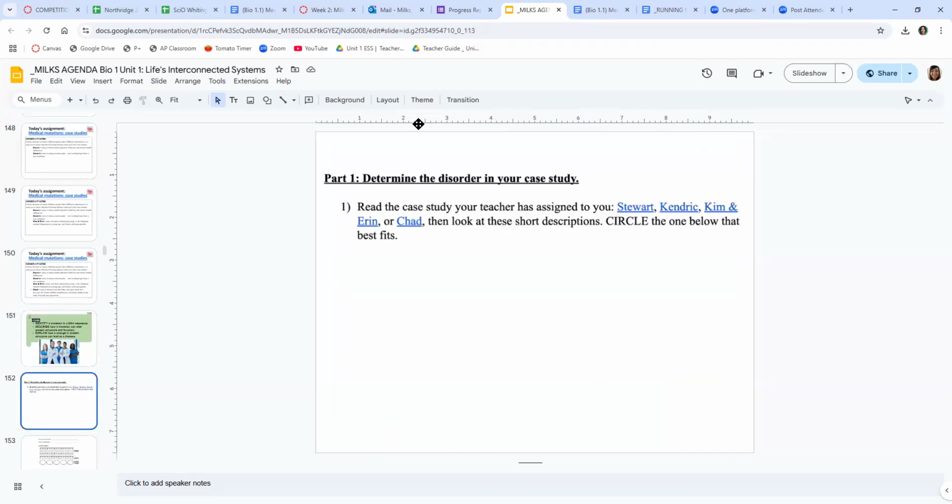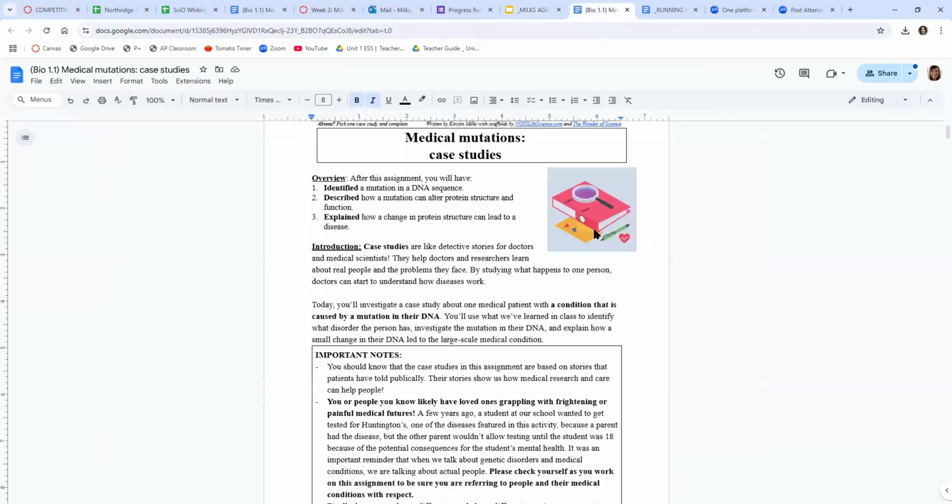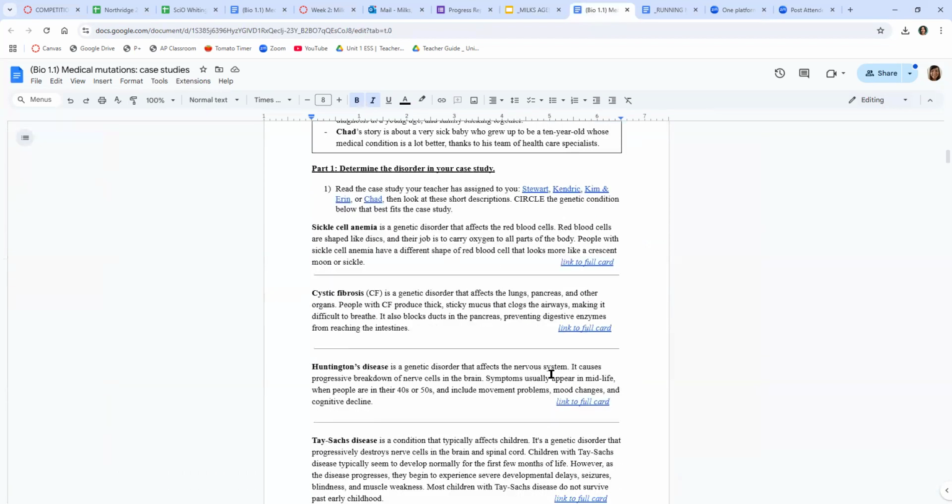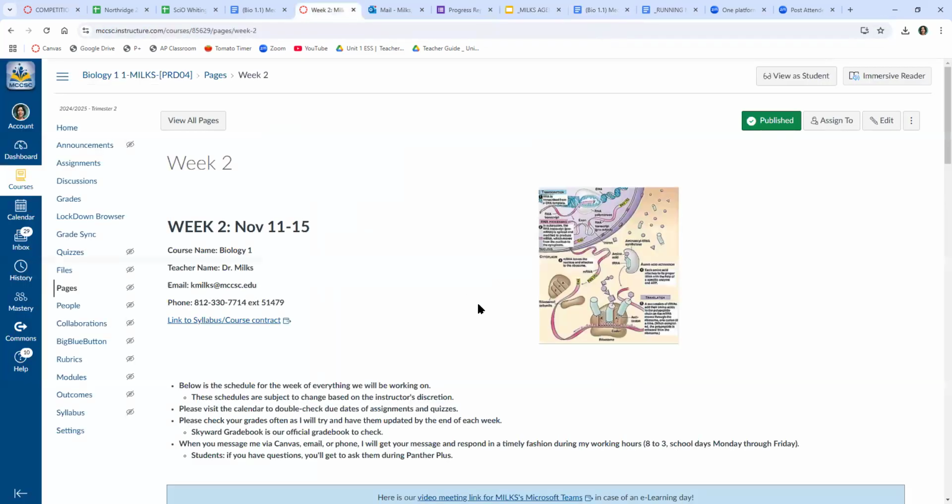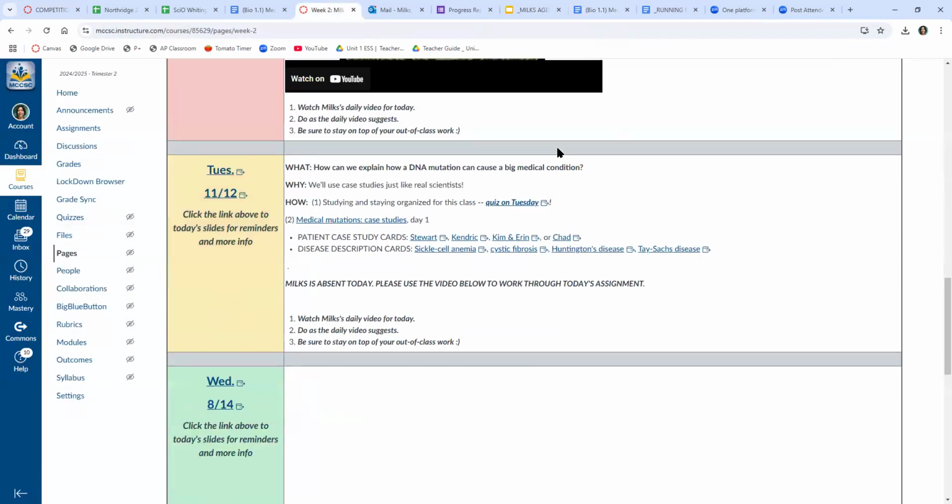So what are you going to do? If a teacher has not assigned one to you in the assignment, you may pick the one that you would like to do. I will tell you they are all equally difficult. So as you move through the assignment, which we're starting here, you're going to read the case study. They're linked on Canvas, so you can see that each of these is linked. So if you go here, it's going to be on that assignment.